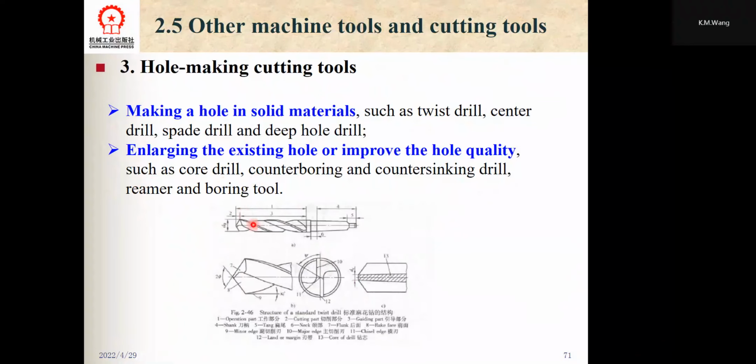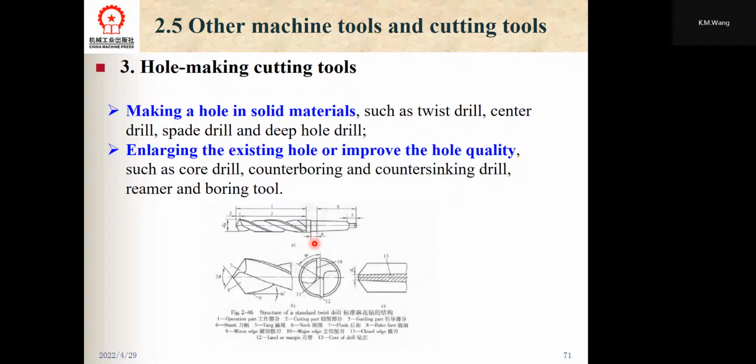This picture is the structure of the standard twist drills. Twist drills are the most widely used hole-making cutting tools, which are especially suitable for drilling holes with a diameter less than 30 millimeters.